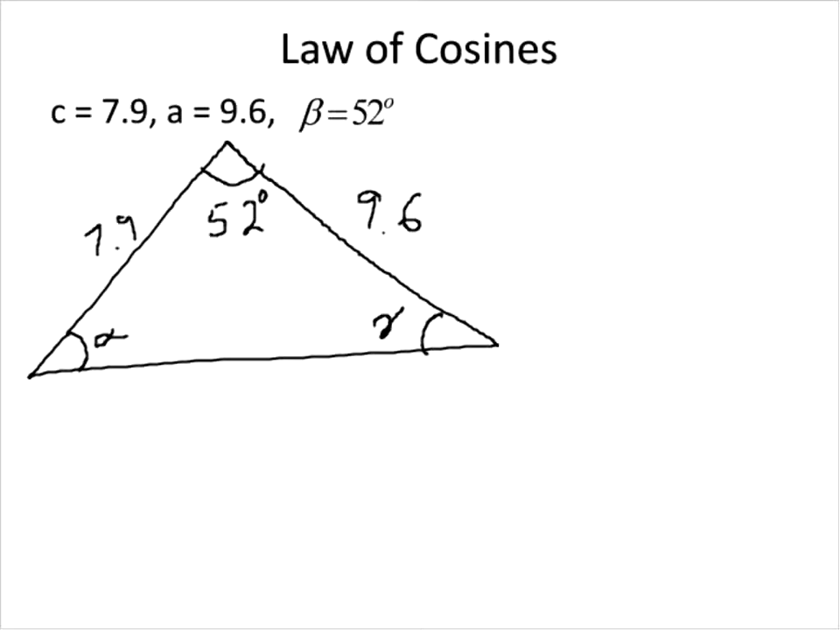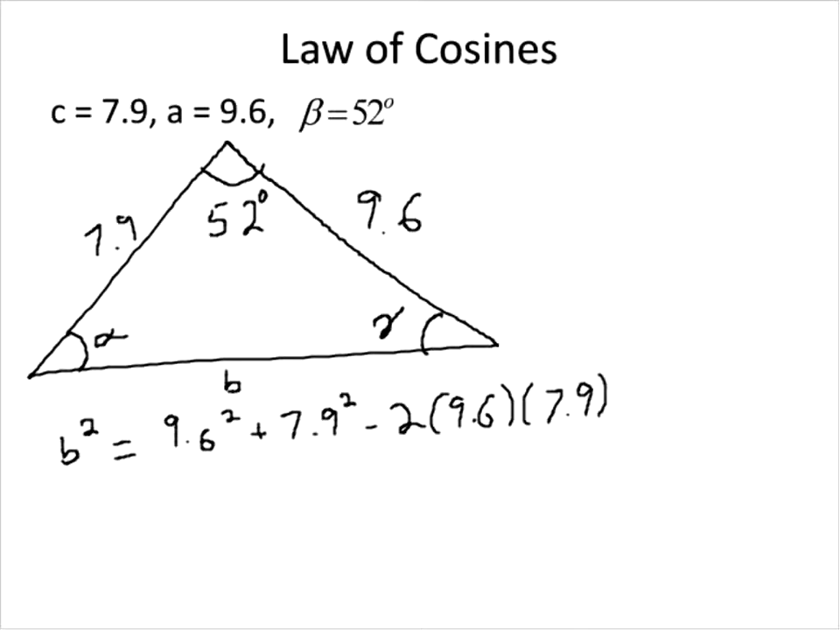So if I want to find the side B, well, I remember that because of the law of cosines, B squared is equal to 9.6 squared plus 7.9 squared minus 2 times 9.6 times 7.9 times the cosine of the angle in between them, which is the 52 degrees. Well, frankly, I'm just going to put this into my calculator.